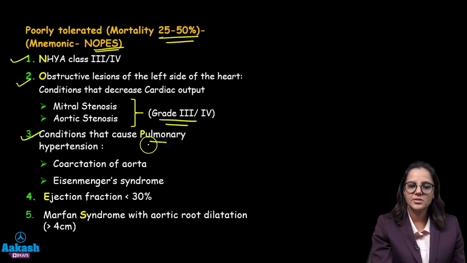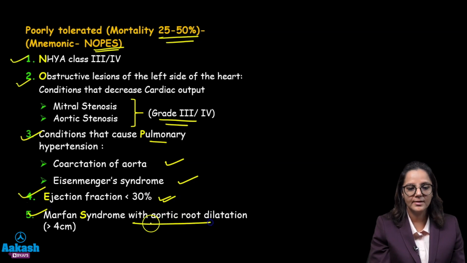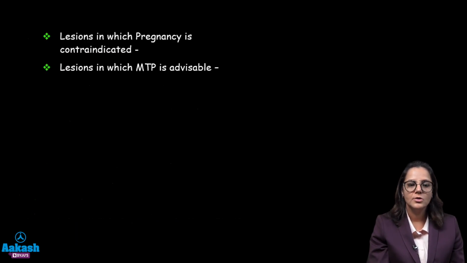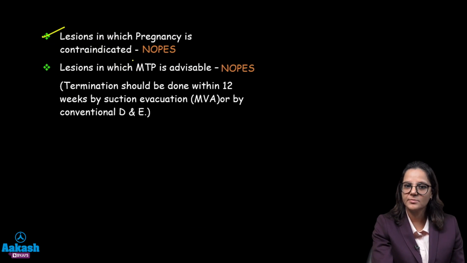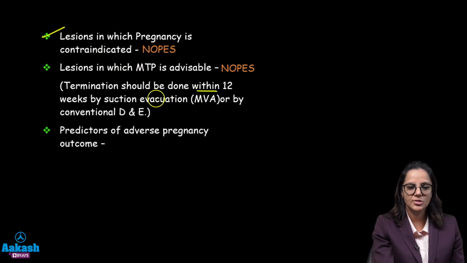So mitral stenosis or aortic stenosis, that too if it is grade 3 and grade 4. P is your conditions which cause pulmonary hypertension. There are only two conditions, coarctation of aorta and Eisenmenger's syndrome. E is for your ejection fraction less than 30%. S is your Marfan syndrome with aortic root dilatation, this is very important, more than 4 centimeter. Okay. So lesions in which pregnancy is contraindicated, NOPES. Lesions in which MTP is advisable, NOPES, and the termination should be done within 12 weeks of period of gestation.